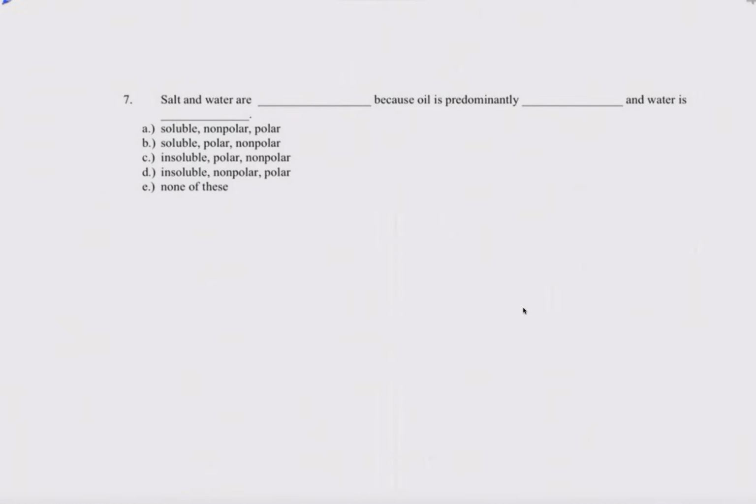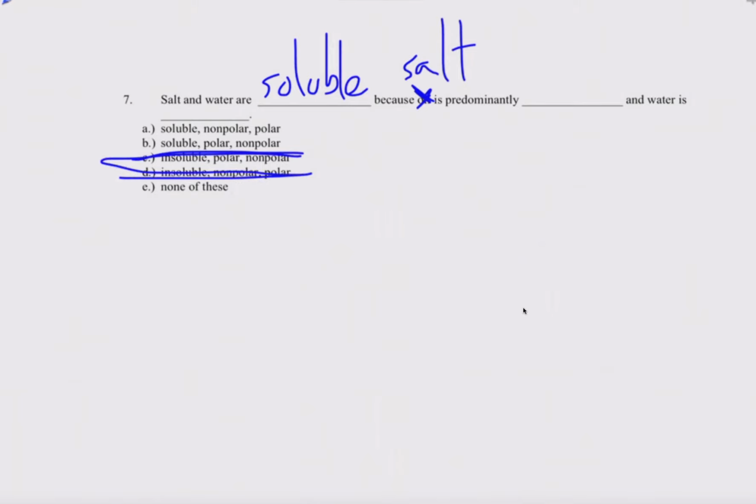There was a bit of a typo here. This should say salt. Okay, why are salt and water soluble? Well, we know that salt dissolves in water. So that rules out these two answers. Because salt is predominantly ionic, and water is very polar. So in fact, none of these answers really fit.